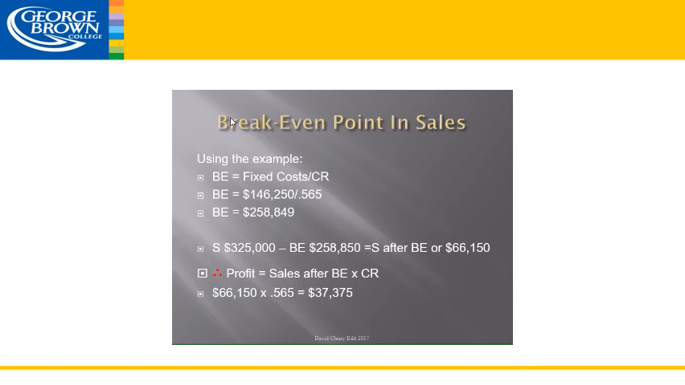Here we have an example of our break-even point in sales. Again, it's our fixed costs divided by our contribution rate. If our fixed costs were $146,250 and our contribution rate was 56.5%, then our break-even point in sales would be $258,848. Again, we take the fixed cost divided by the contribution rate of 0.565, and this is the sales volume at which we are covering our fixed costs but making zero profit.